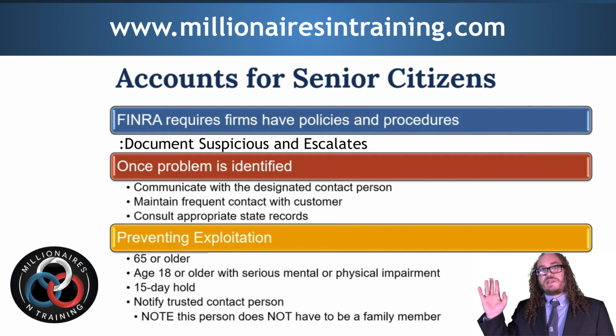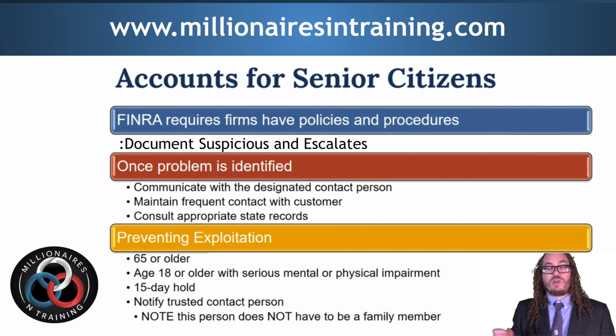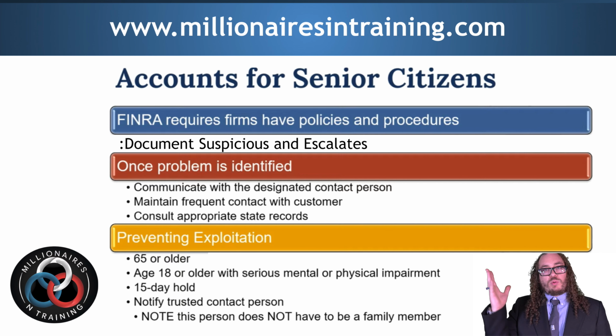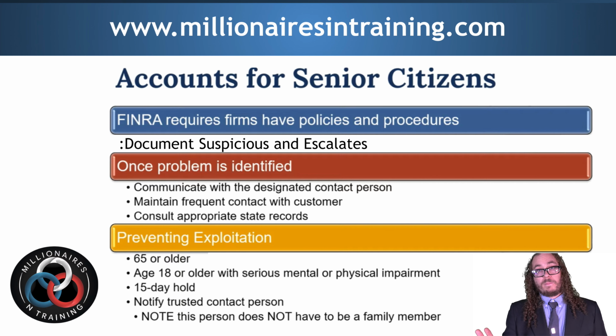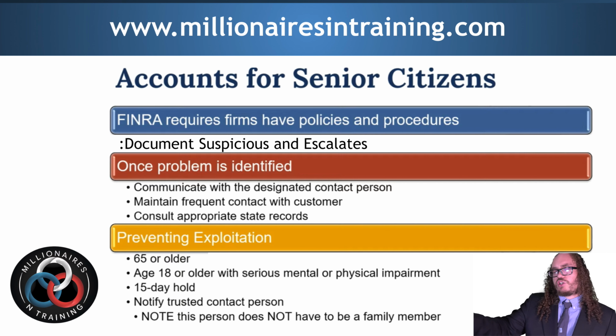We also need to maintain frequent contact with the customer and consult appropriate state records in order to ensure we continue to protect the customer. So we need to prevent exploitation for investors that are 65 years of age or older, and for investors that are 18 and older with serious mental or physical impairments. Now, in order to prevent exploitation, if we've identified a problem, we can put the account on a 15-day hold, making it so that nobody can take money out of the account while we research, and that is when we know to contact our trusted contact person.